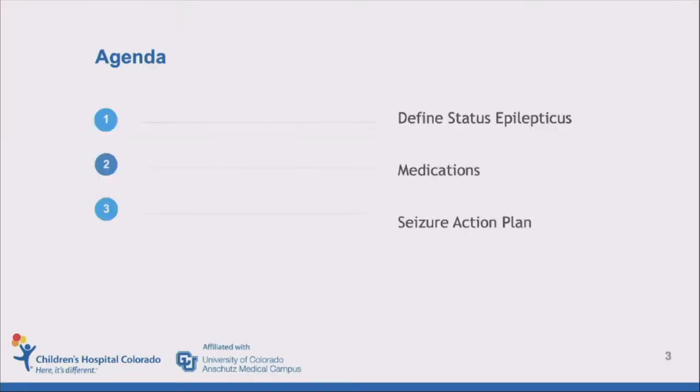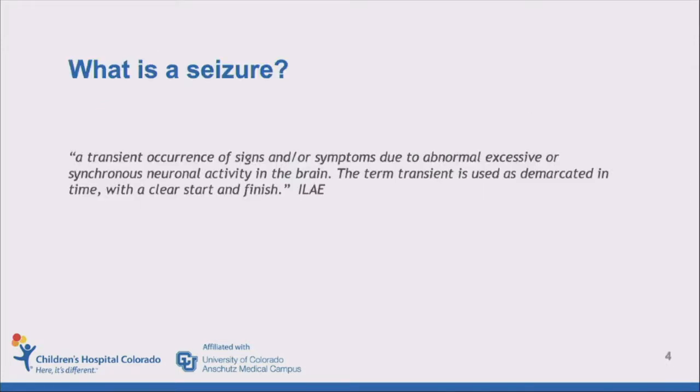And today we're going to start off defining status epilepticus, and then I'm going to talk about some of the medications that we use, particularly some of our newer medications that can be used for status epilepticus in the home setting, and then talk about seizure action plans, what those look like and what should be contained in those. So let's start off with what is a seizure.